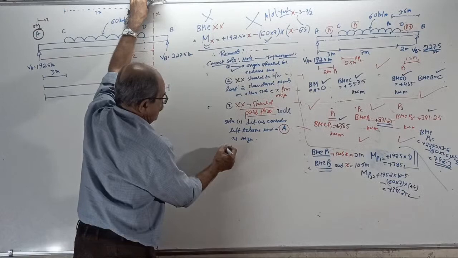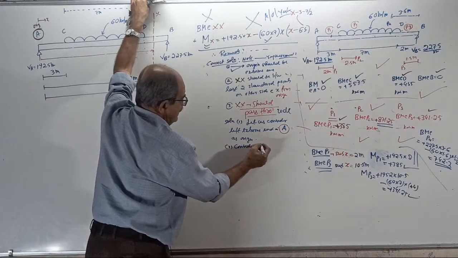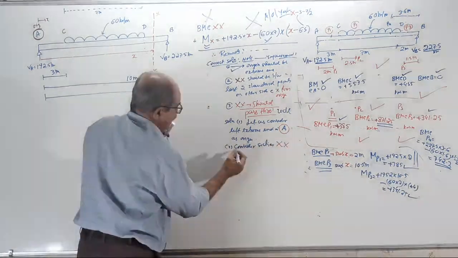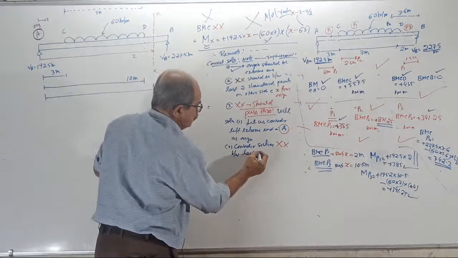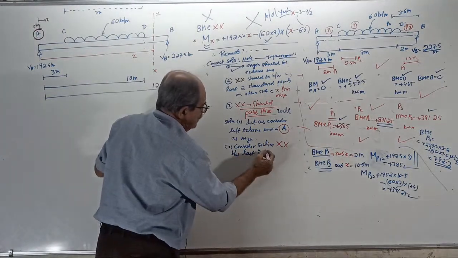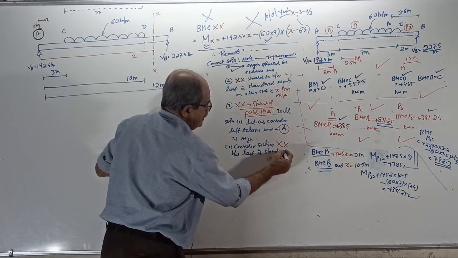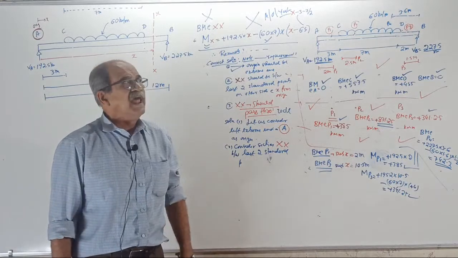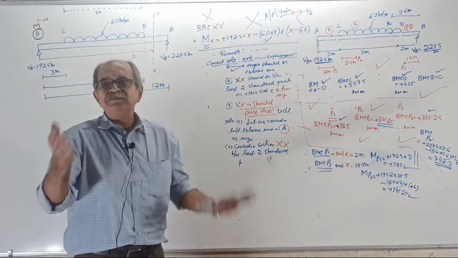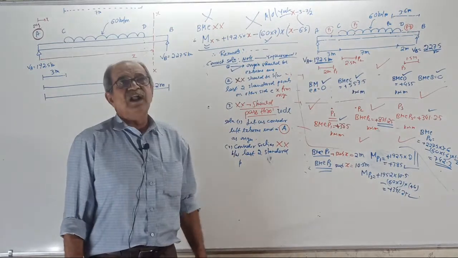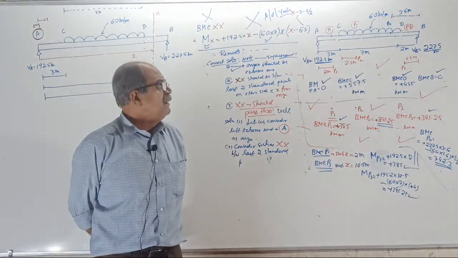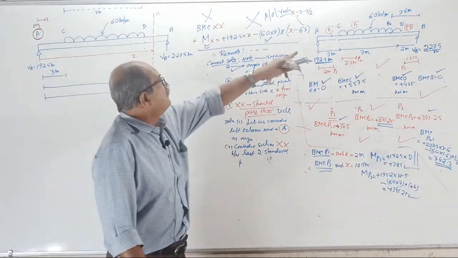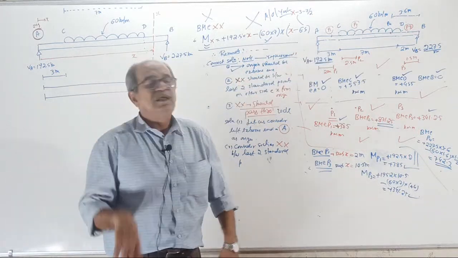Second one, consider section XX between the last 2 points, last 2 standard points. I use the word standard point. Actually, the correct word is salient point, but I don't like that word. I like standard point. It is my wish. Someone will ask, sir, what is standard? Keep quiet, I will tell. A standard point is a point required in the beam to define something.